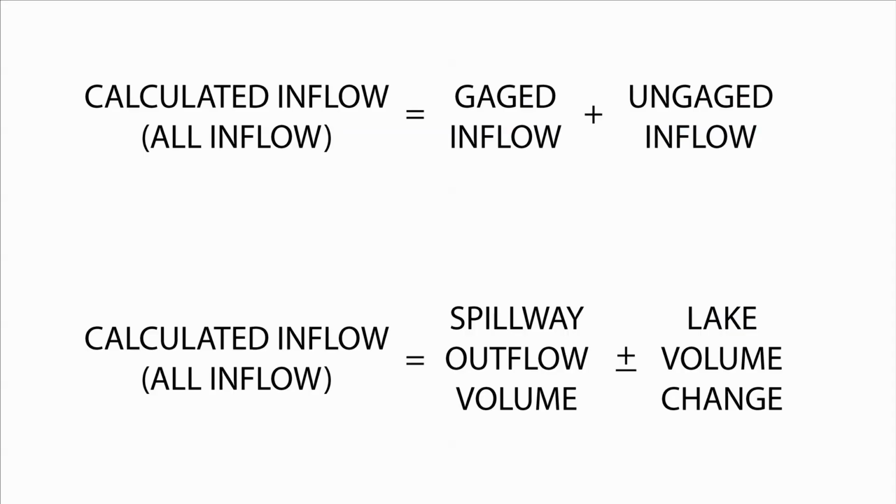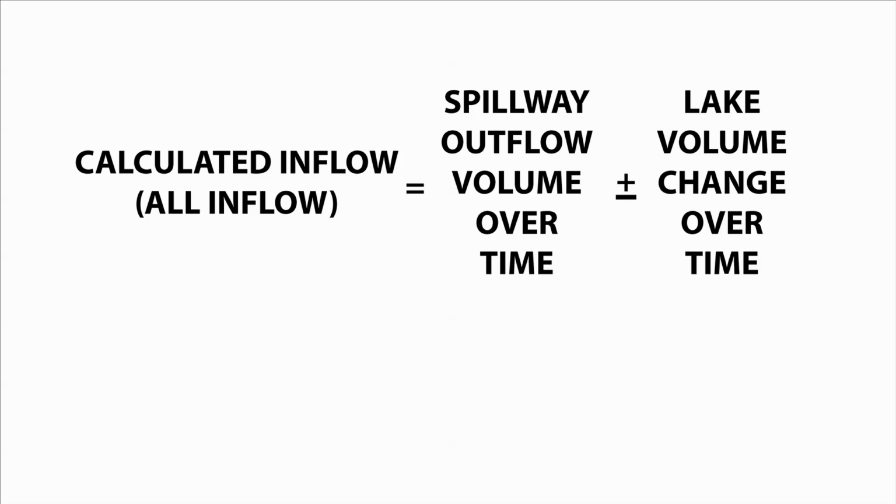Calculated inflows are determined based on two variables, spillway flow and reservoir elevation, which are recorded over a period of time. Using the knowledge of spillway flow and the change in lake elevation over time, we can calculate the total inflow into the lake. This calculation is made without the use of any gauged inflow data.